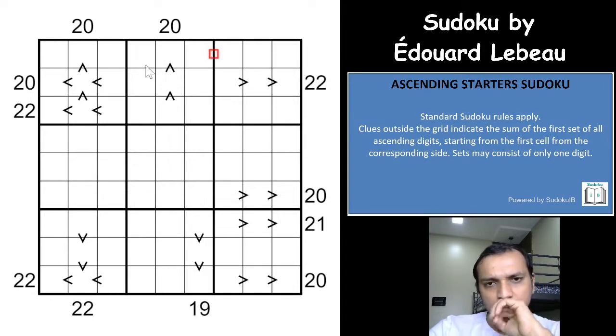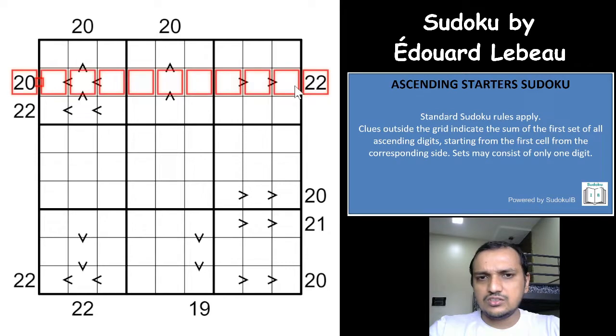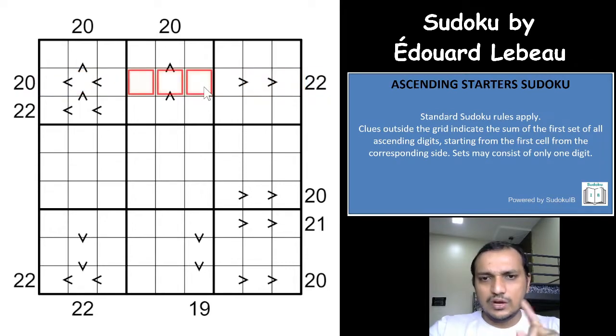Okay, I can see that with 20 and 22, the sum of these cells is 42. Since the sum of these 9 cells is 45, there will be 1 cell or 2 cells which will not be part of the ascending series, and that will be either 1, 2 or 3.